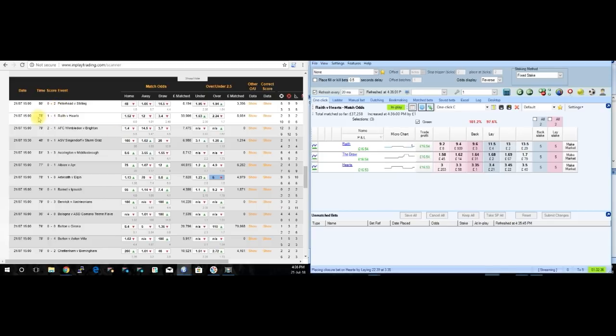I decided not to go with the Peterhead Stirling game, even though Peterhead were the heavy favourites, just because time was against them. I didn't think they could do enough to bring the odds down.